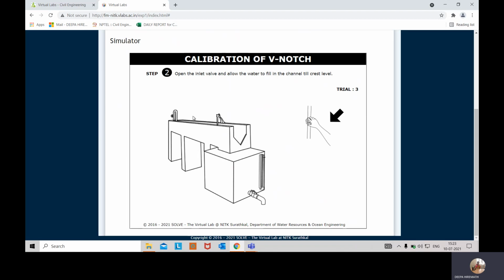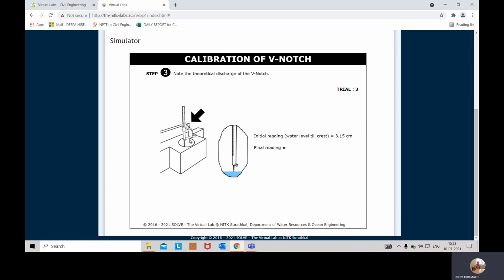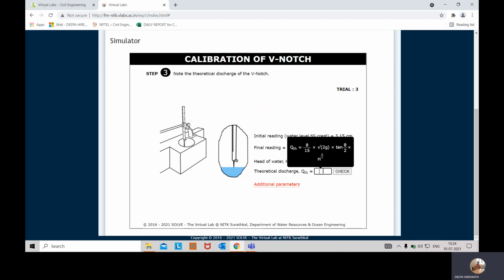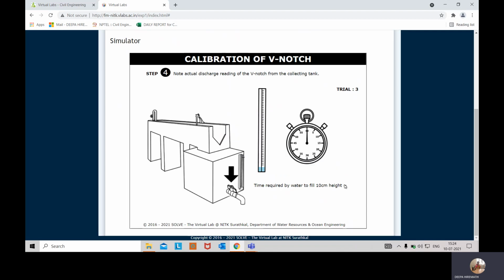Then I'll do the same thing in trial 3, where I'm again going to open the inlet valve and allow the water to fill the channel. Then I'm going to increase the speed and note down the final reading. 8.85 minus 3.15 will give me the head of the water, which is 5.7. Next I'll calculate the Q theoretical value, which is found to be 1832.5 centimeter cube per second.